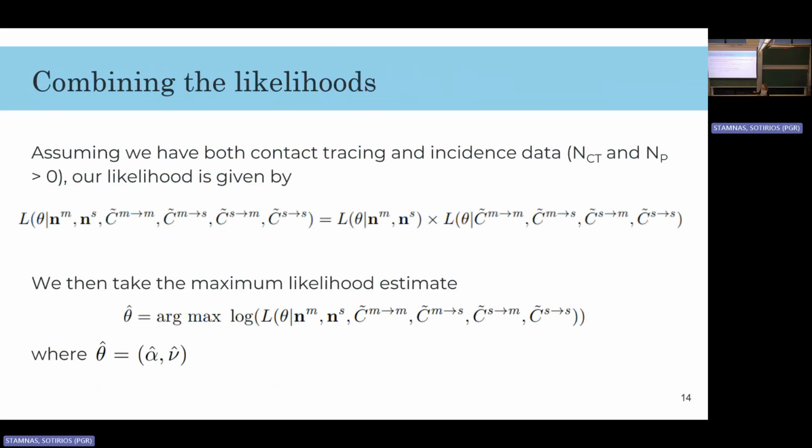We first consider just having contact tracing data and just having population incidence data, but then we're also going to consider having a combination. We're assuming that everything is independent, so maybe don't think too hard about that. But we're assuming it's all independent so that our likelihood for theta given all of our data is just the product of our two separate likelihoods.